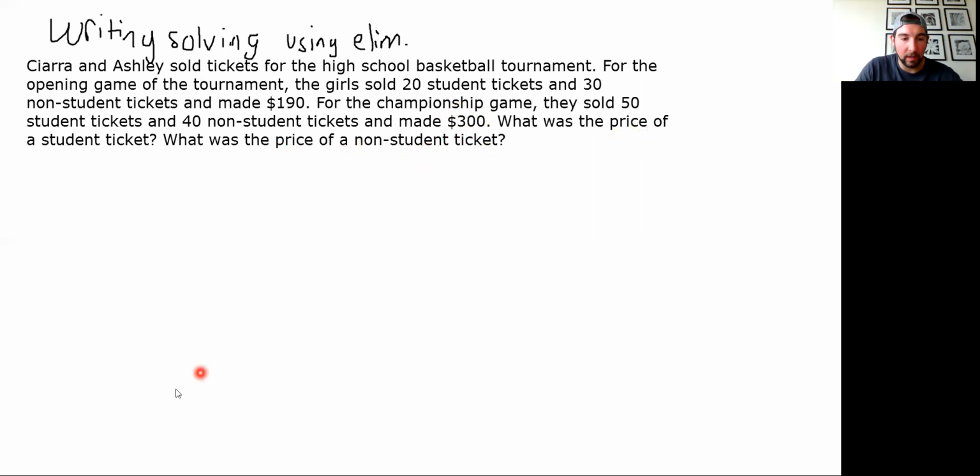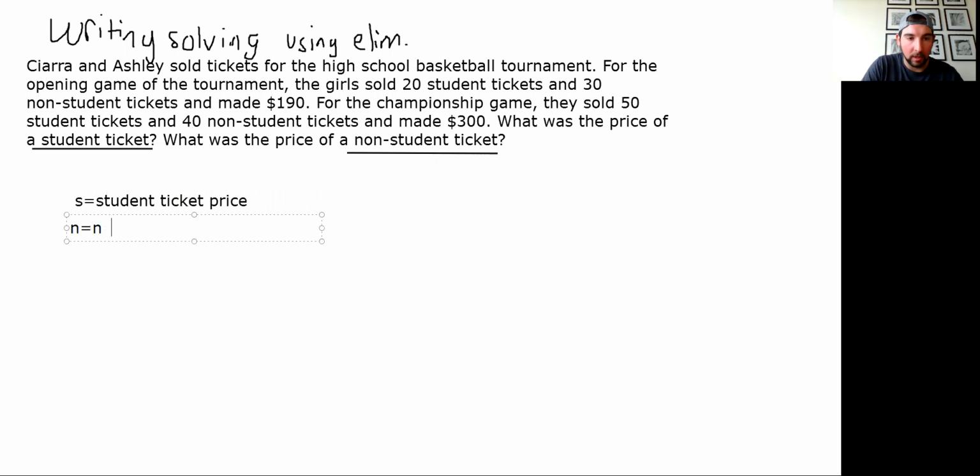So right there, I'm going to underline those. I need to know student ticket and I need to know non-student ticket. So those are my two variables that I'm looking for. I'm going to make sure that I write that. So we'll just say S equals student ticket price. And I'll do another one, N equals non-student ticket price.